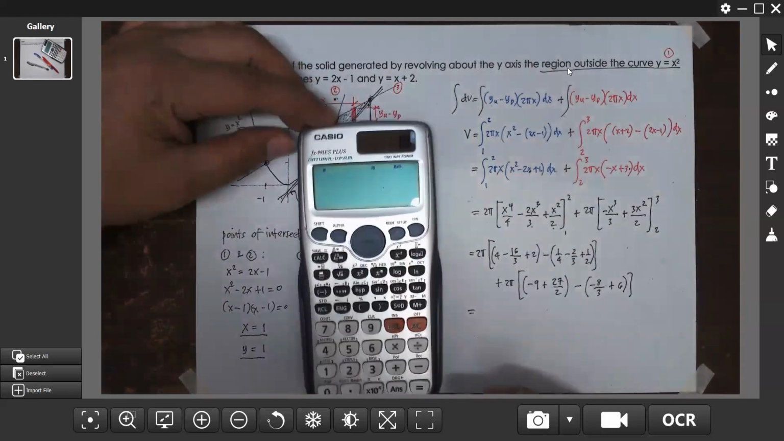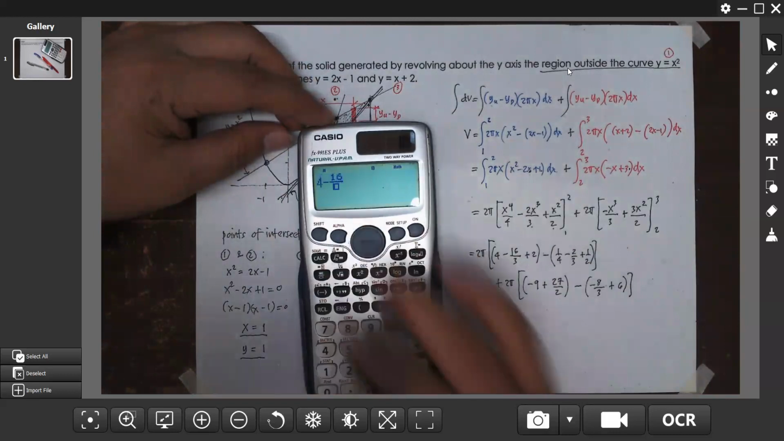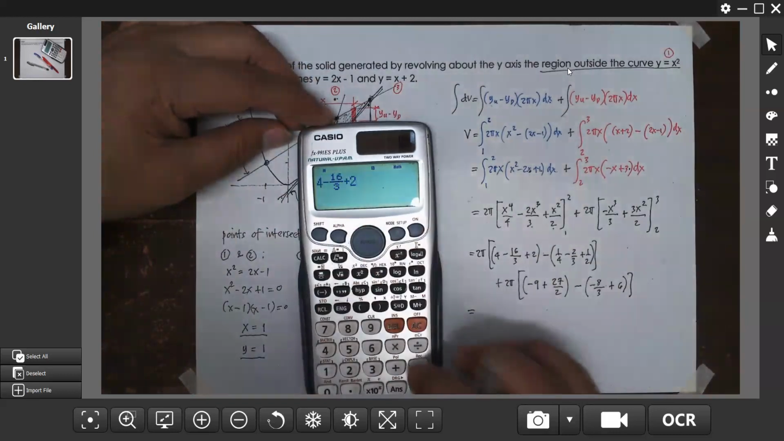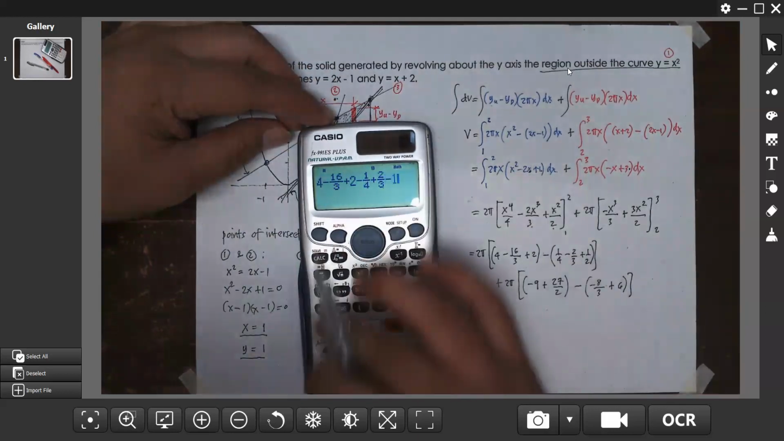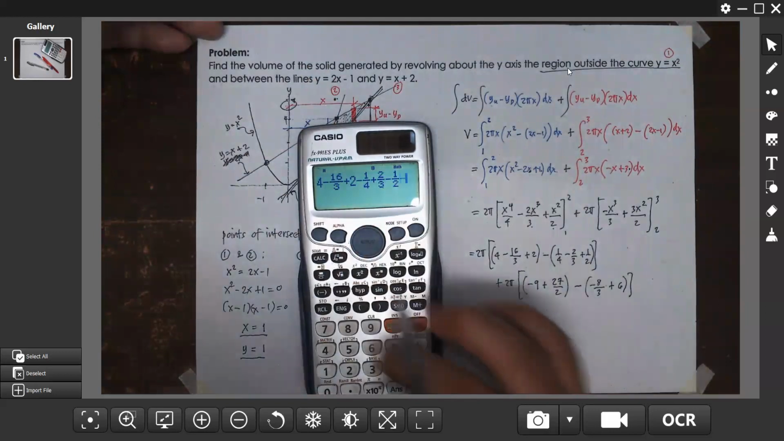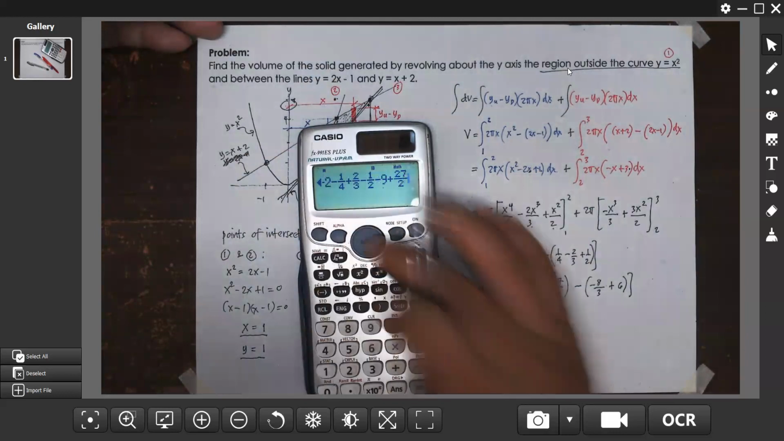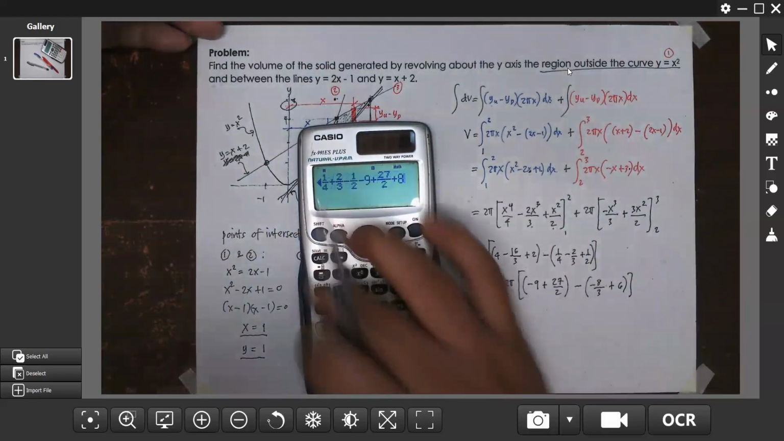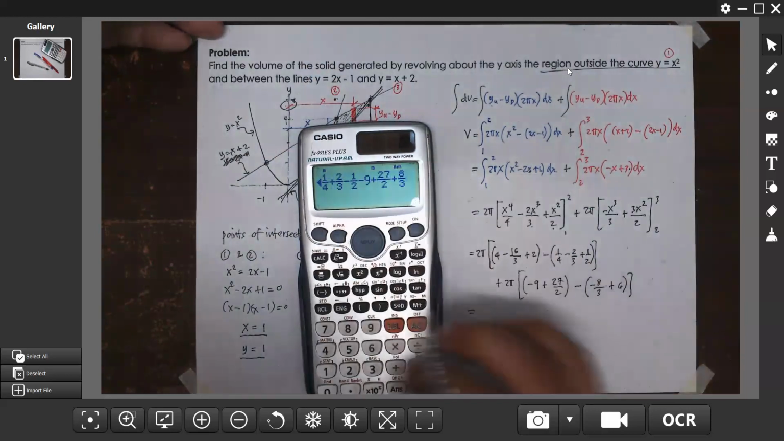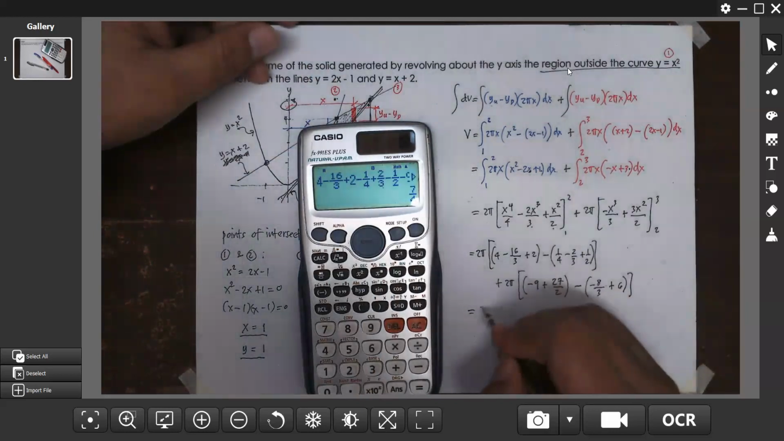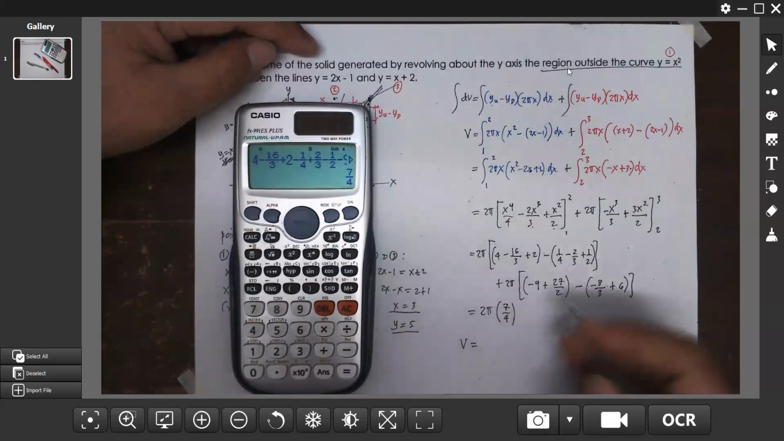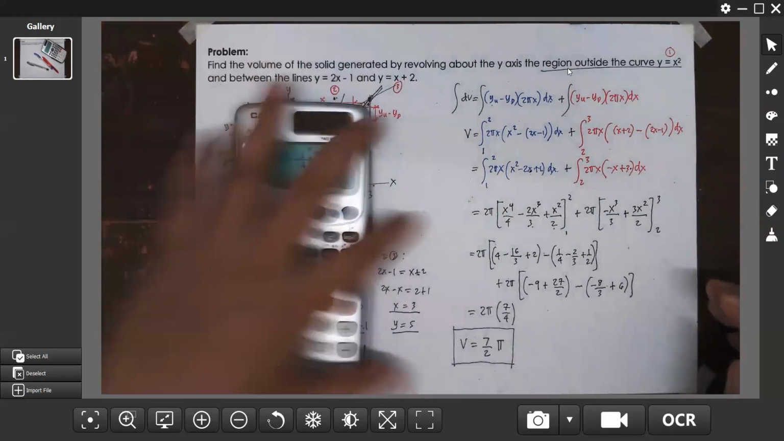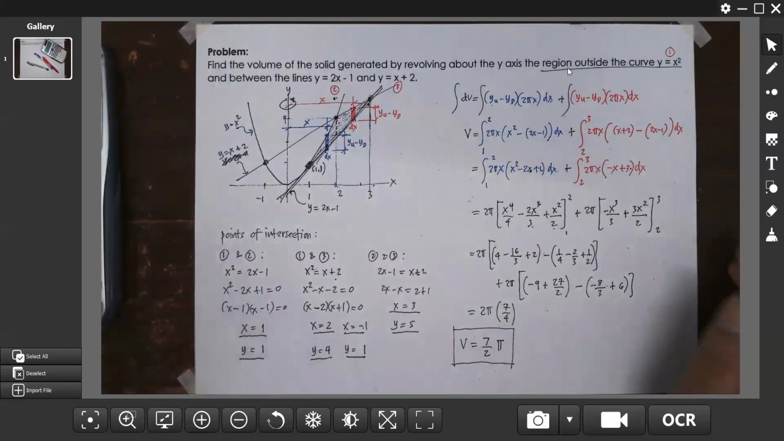Okay, so let's use the calculator. You have 4 minus 16 over 3 plus 2 minus 1/4, that's plus 2/3 minus 1/2 minus 9 plus 27 over 2 plus 8 over 3 minus 6. 7 over 4, that's 2 pi times 7 over 4. Or simply the volume is equal to 7 over 2 pi. Okay, that's the volume.